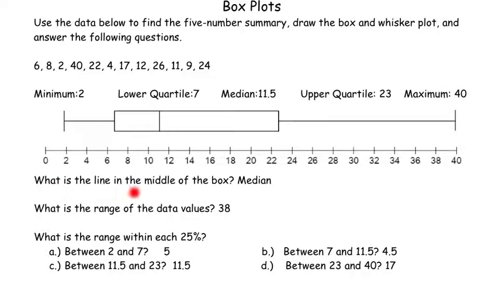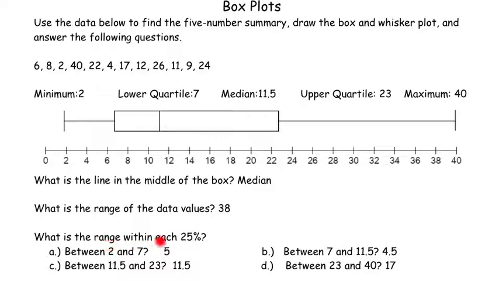What is the line in the middle of the box? This line is called your median. What is the range of the data? The range is where you subtract the lower from the upper extreme. So 40 minus 2 is 38.